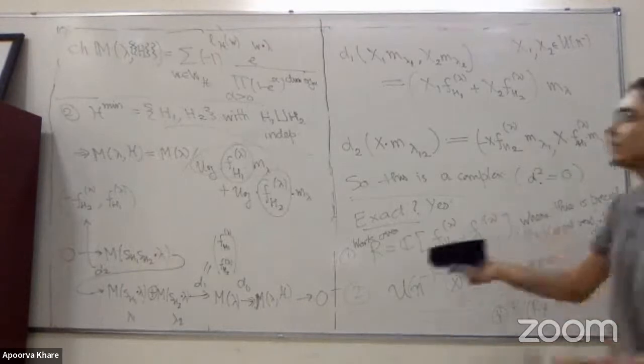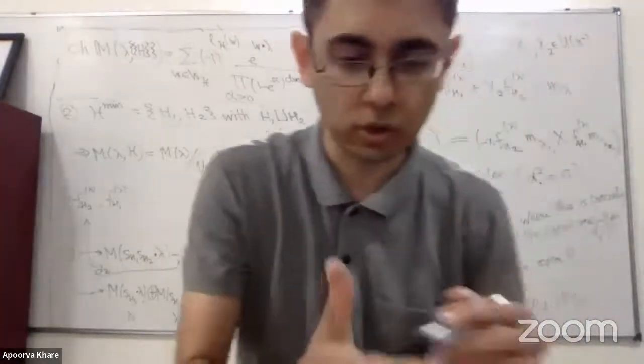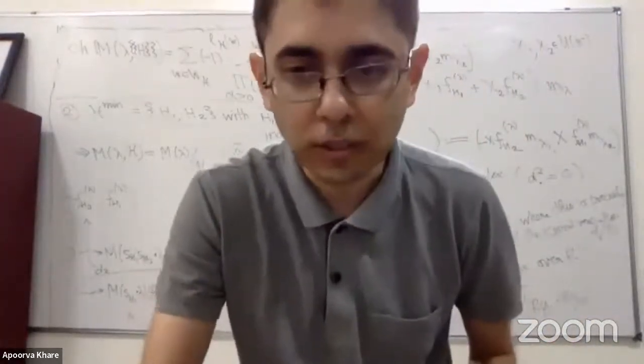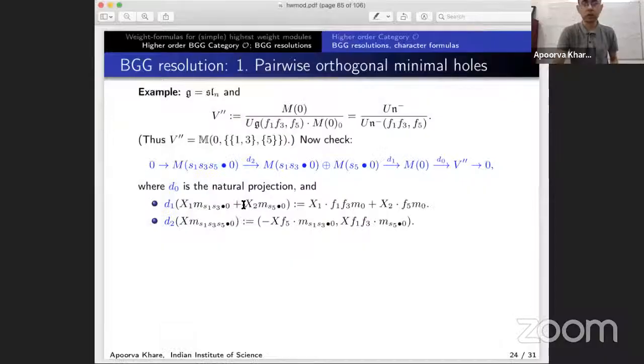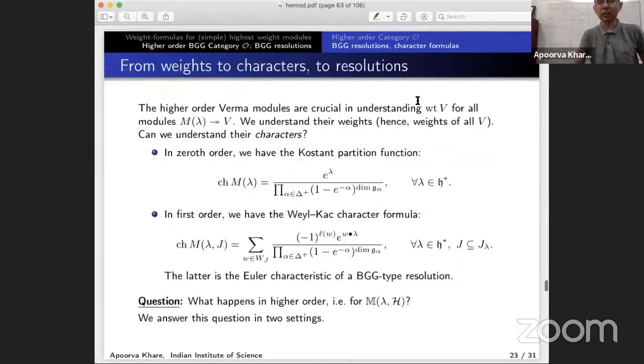Okay, so in general, I'm not going to obviously write down the general picture. I will share my screen. Okay, here we go. So, the pairwise BGG resolution. The higher order Verma modules are crucial in understanding the weights of V. We understand their weights, and do we now understand their characters? So first of all, for the usual Verma, we had the constant function. For the parabolic Vermas, we had the Weyl character formula, and what happens in higher order?